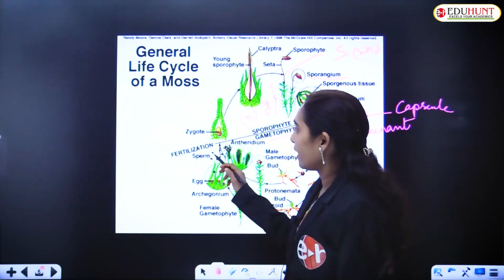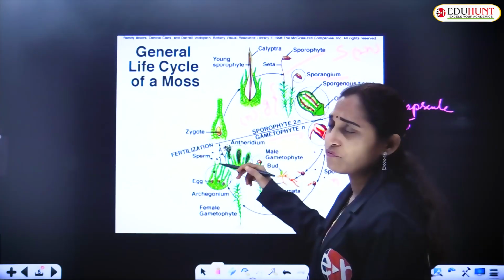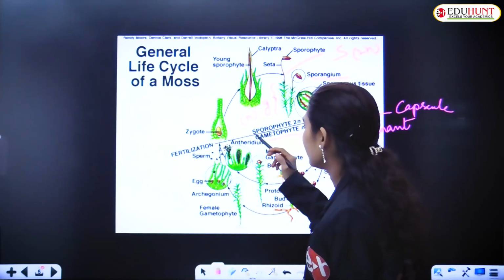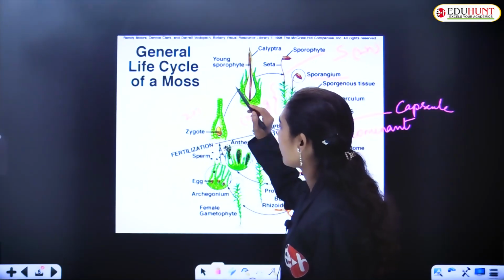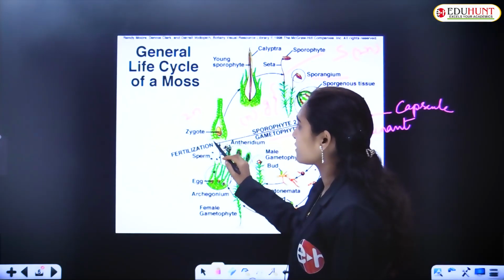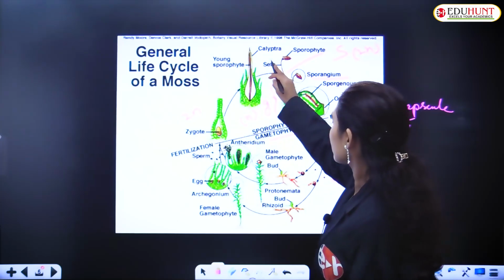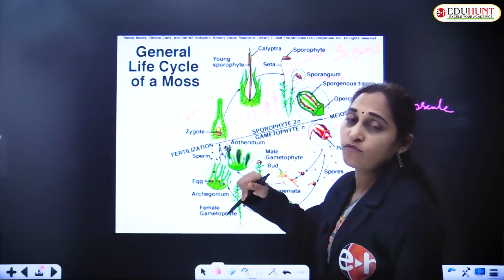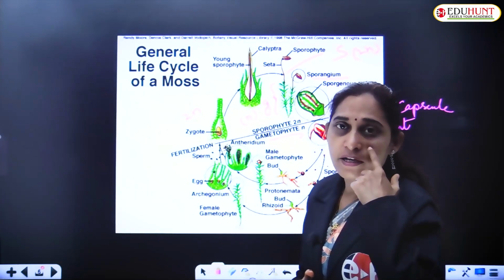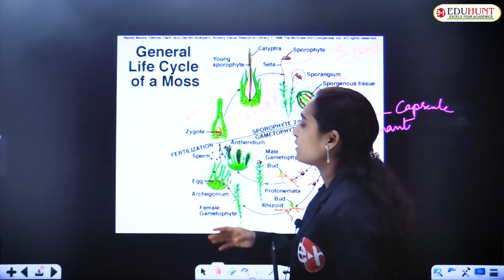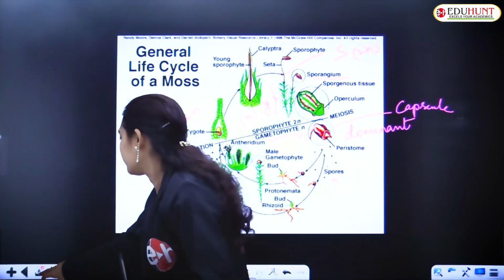These male gametes swim in water, reach the female gamete and fertilize it, finally resulting in the formation of the diploid zygote. This is the diploid one. That is, after fertilization, the diploid phase begins. And once it forms the capsule and the spores are formed, the sporophytic phase ends. So this is the typical life cycle of a moss or a bryophyte.